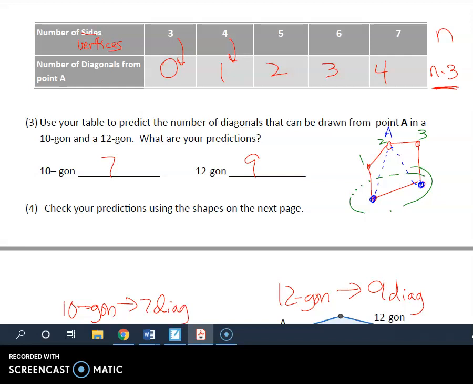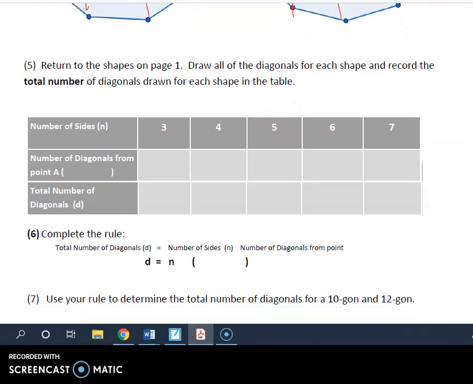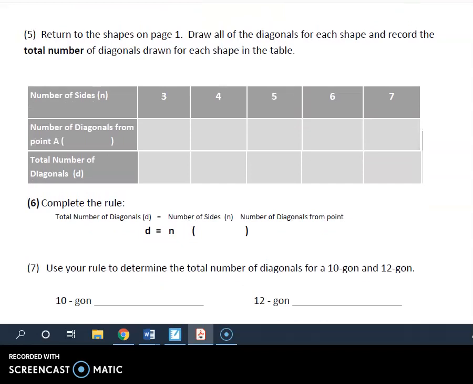All right, so here they're asking you to return back to page 1, and then draw in all the diagonals and then record the number. So keep in mind that the number of sides we already have, the number of diagonals, that rule is n minus 3. And we came up with 0, 1, 2, 3, and 4. And what they want you to do now is go back and draw in all the diagonals and then record your answers in the next row. When you're finished, turn the video back on.